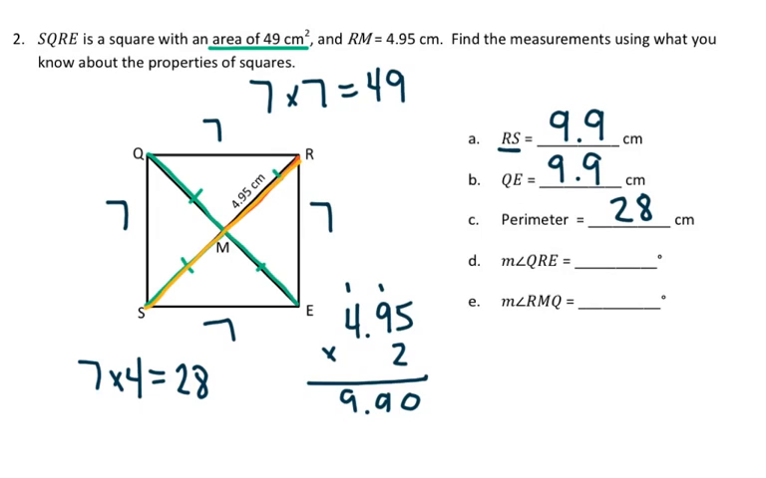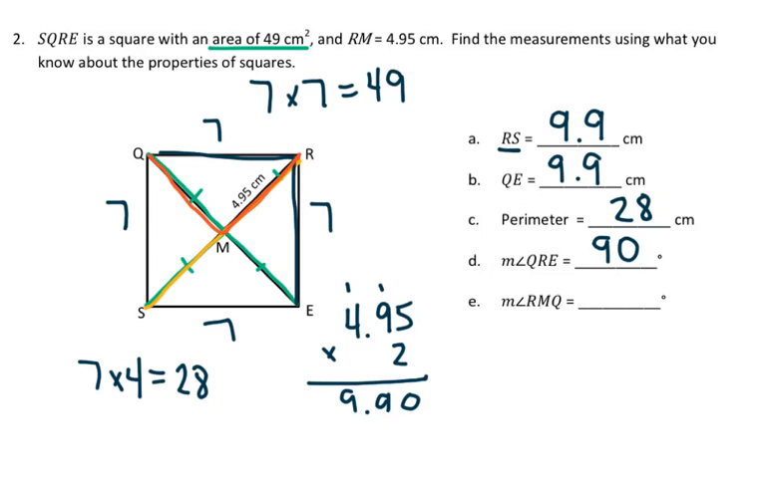Okay, now they're asking for the angle measurement of QRE, okay, and since this is a square, all of the angles must measure 90 degrees. So let me take that one out. RMQ is going to be this angle right here, so RMQ. So we know that QRE is 90 degrees.